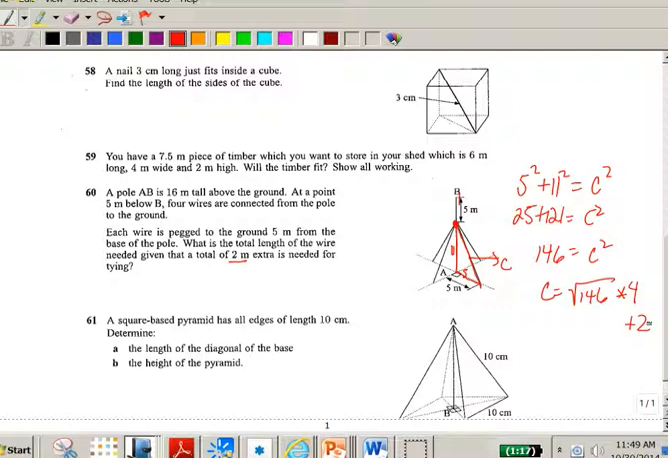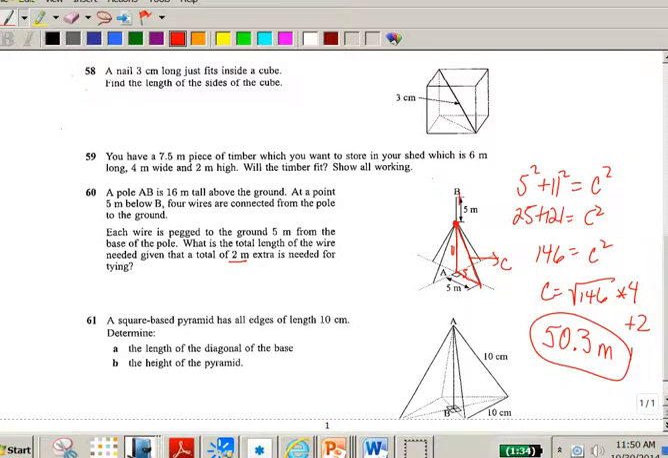So let me double check that one. I'll go to the calculator and do square root of 146 times 4 wires plus 2, and we want to go with 3 sig figs. So the answer is 50.3. And like good students, we will not forget our units. Meters, yay!